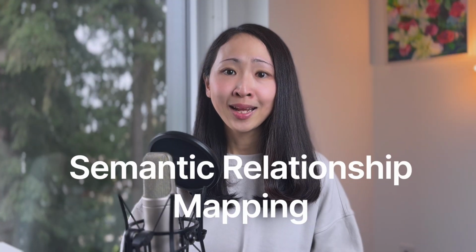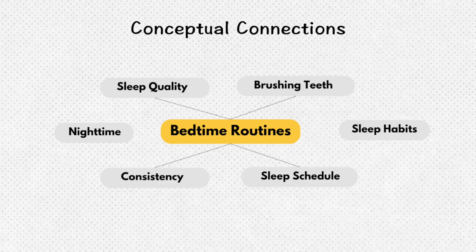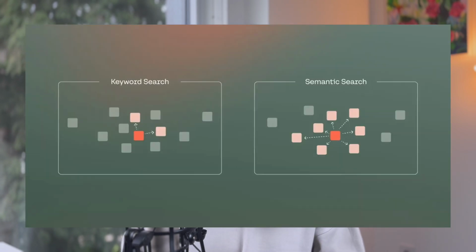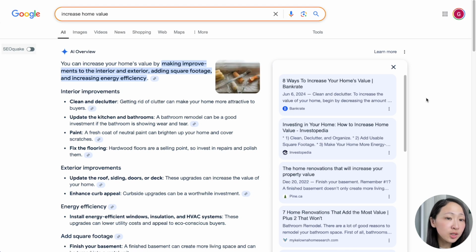The next, semantic relationship mapping. While content gap analysis focuses on the missing content topics, we can actually use AI to also identify hidden conceptual connections that Google recognizes but are not easily visible in the SEO tools. And this is so important to prepare your content for the AI search era. For example, I'm doing the semantic relationship analysis for the keyword or topic increase home value.